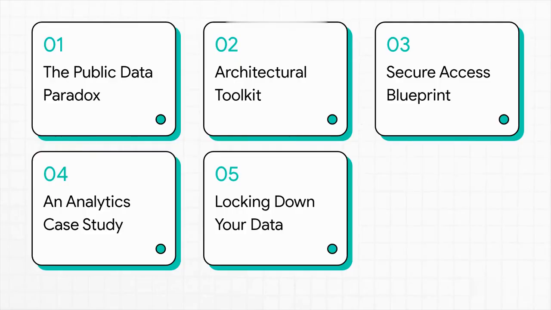So how do we build this thing? Well, we're going to walk through it in 5 clear steps. We'll start by really understanding the problem, what I call the paradox. Then we'll look at the tools for the job, assemble the blueprint, see how it works in a real case study, and finally, talk about how to really lock it all down.